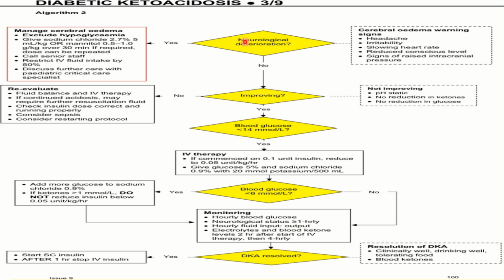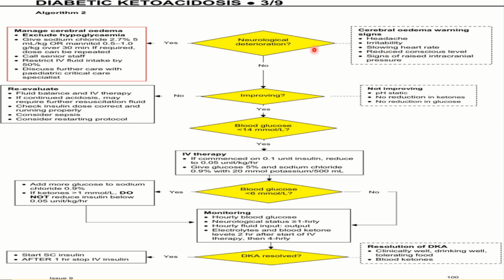Now, as you monitor the patient, you have to look for neurological deterioration, any neurological signs and symptoms. Now, what is the neurological risk in case of diabetic ketoacidosis? About 0.1 to 0.2% of patients do develop cerebral edema from diabetic ketoacidosis. Although the percentage is very low, it is fatal, so we don't want the patient to develop it. So we have to keep in mind certain signs and symptoms. They are the cerebral edema warning signs: headache, irritability, slowing heart rate, reduced consciousness level, and signs of raised intracranial pressure.